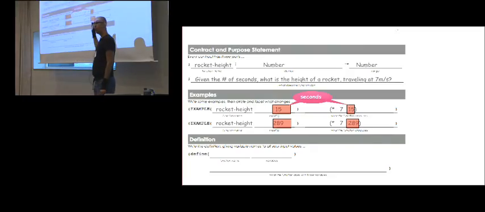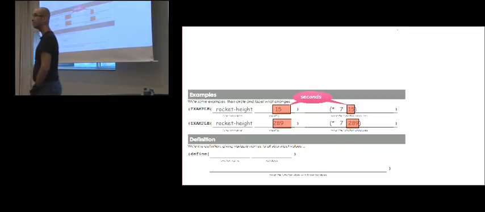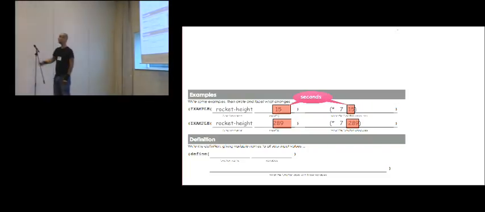So, we've got our examples, we've circled and labeled them. Guess what? Get rid of the contract and purpose. Fold it over. We don't need it anymore. We don't need it. Right? The goal is that students are systematically constructing this function by thinking through multiple representations.